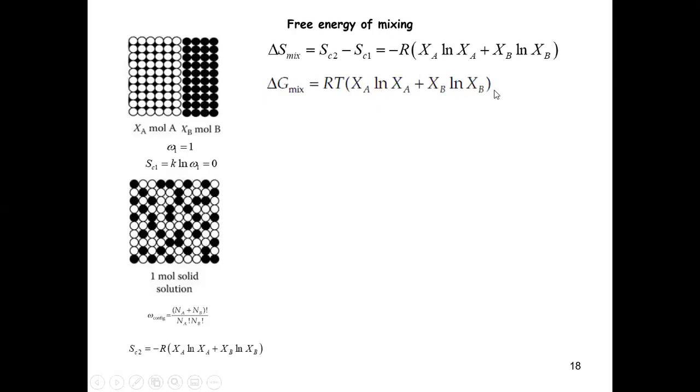So the first question for you is, what's going to be the sign of delta G mix? It's going to be negative, right? Except for the two trivial points when xA equals 1 or xB equals 1, my delta G mix is always going to be smaller than 0. Does this make sense? Is this rigorous?